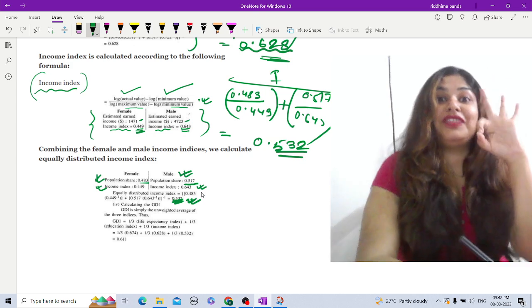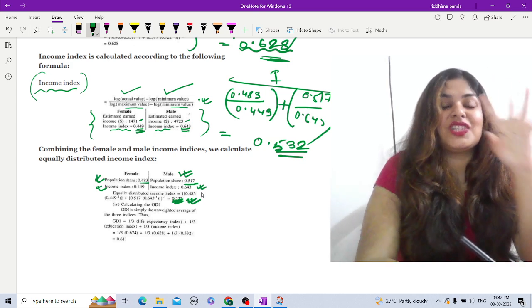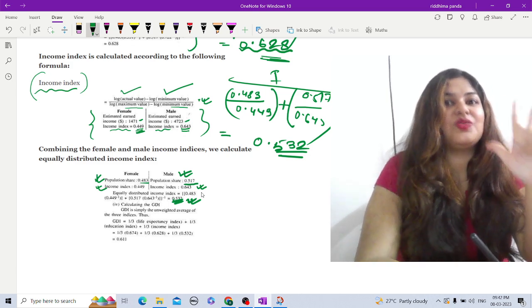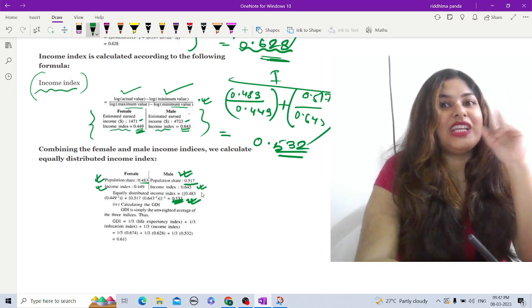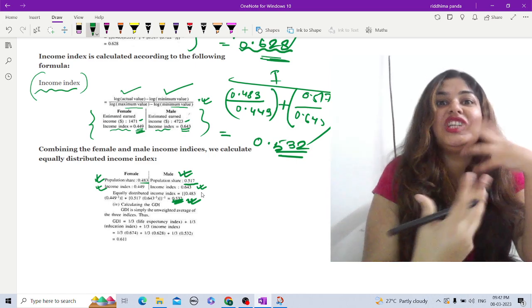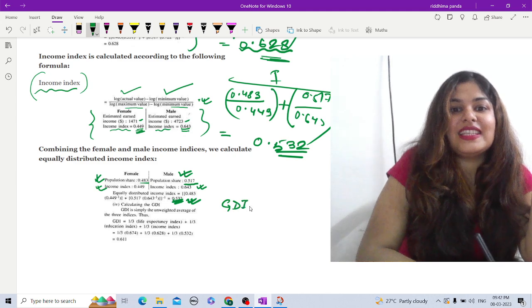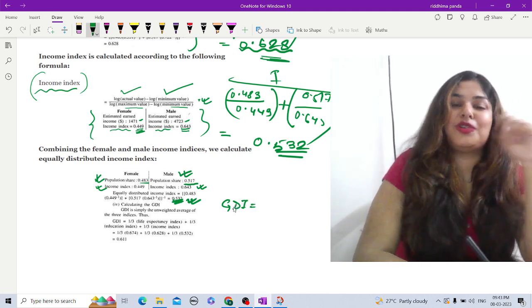So now we have three equally distributed indexes of the indicators, one for longevity, another one for education, and the last one for income. Now using these three equally distributed indexes, I can combine them, that is take the average and finally calculate GDI. So what is the formula for GDI? GDI is equal to the average of these three equally distributed indexes.